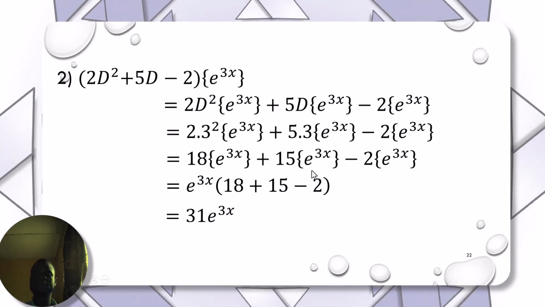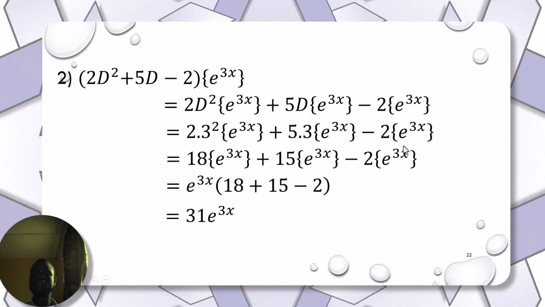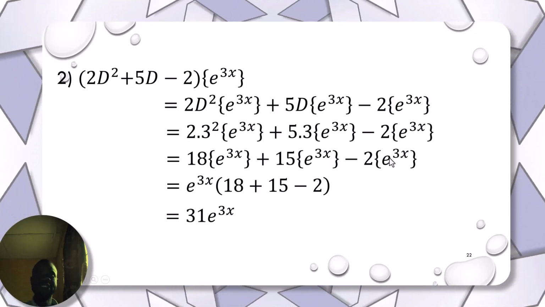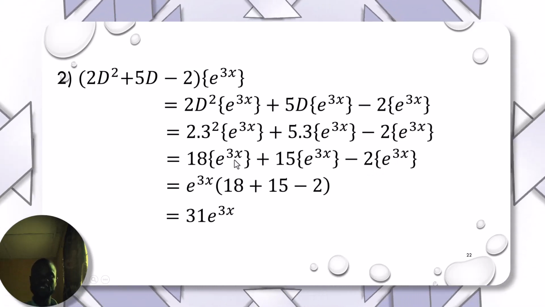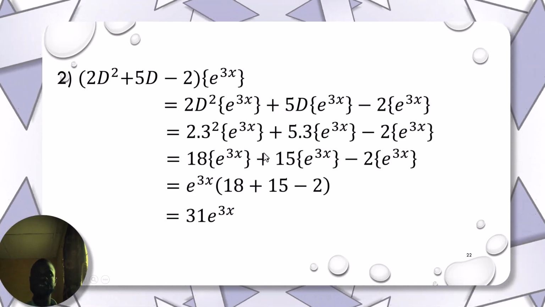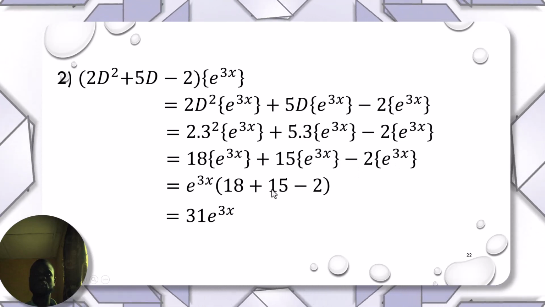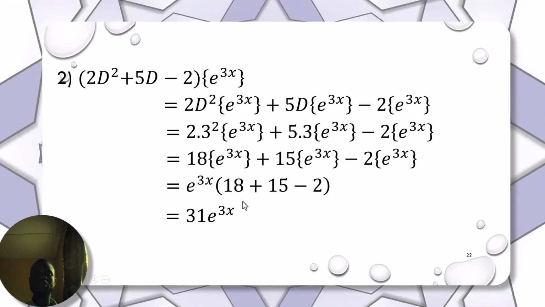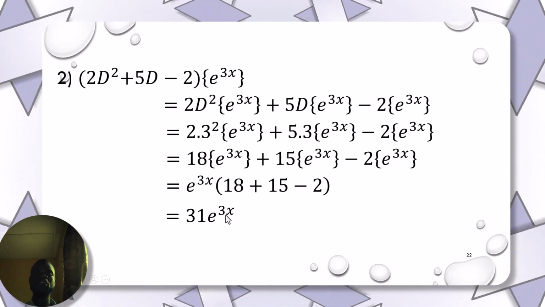Then I have this exponential. Then I open this bracket and I will have this, right? So this is common, right? So we have 18 plus 15 minus 2, which will give me this. If I sum everything here, I will have 31 e to the power of 3x.